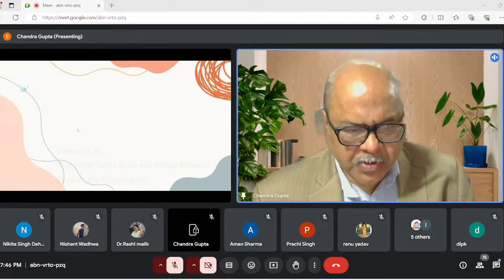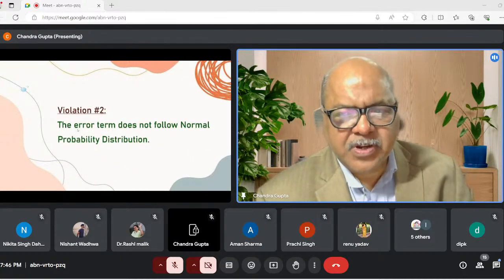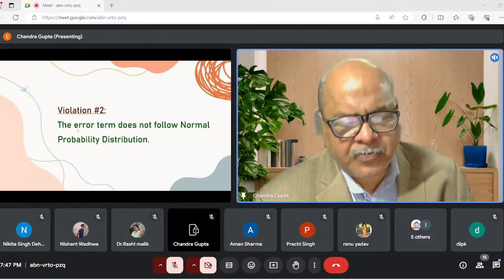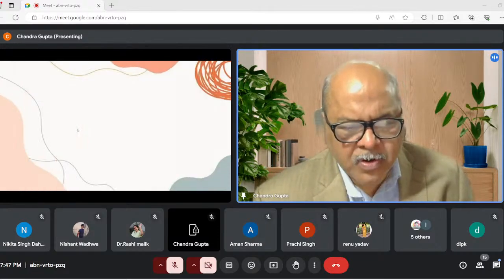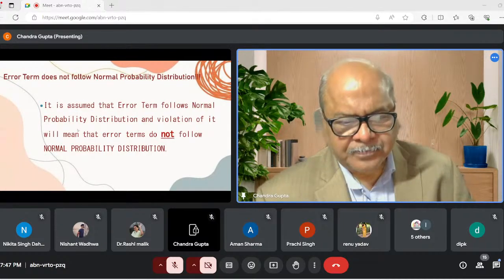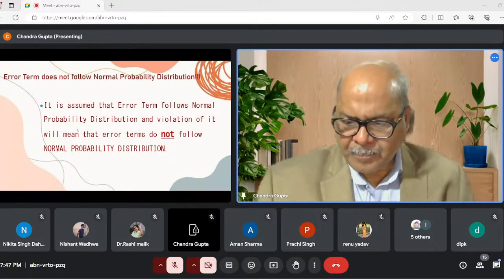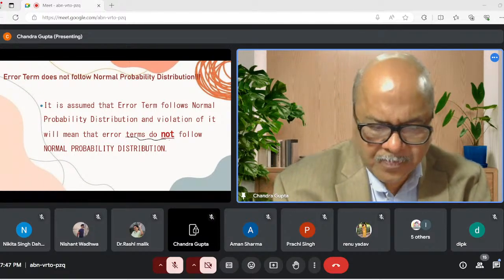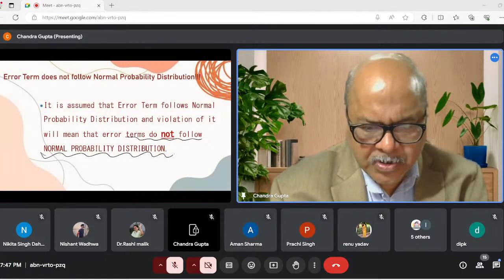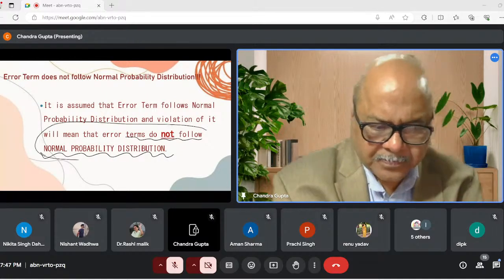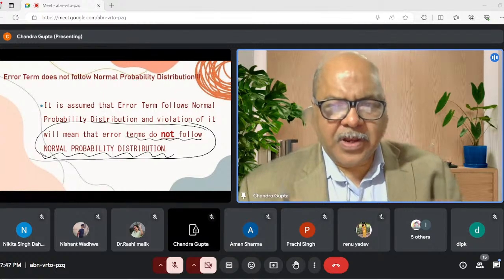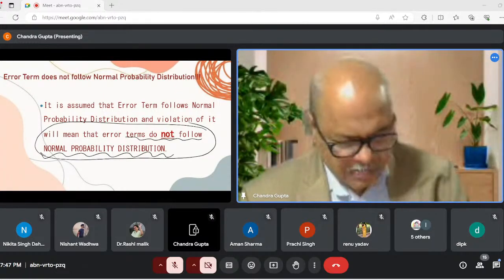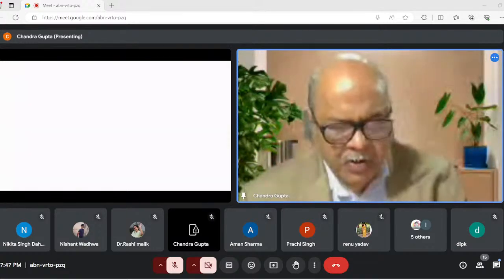Okay, now let's move to the second assumption. Second assumption is that error term follows normal probability distribution, and violation of it will mean error term does not follow normal probability distribution. अगर मेरी एरर टर्म नॉर्मल डिस्ट्रीब्यूशन फॉलो नहीं करती है तो क्या होगा? सोच सकते हो क्या इम्पैक्ट होगा?